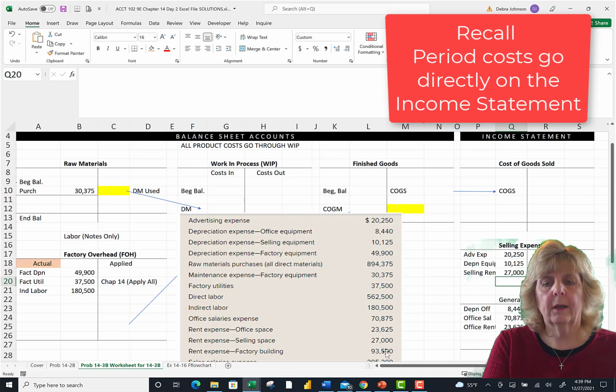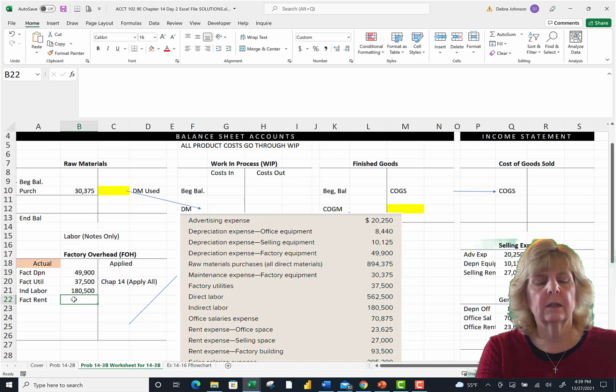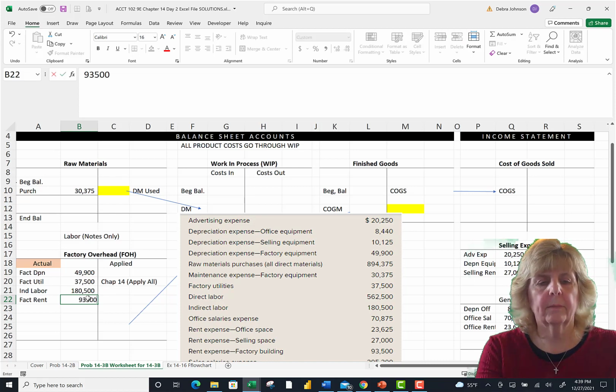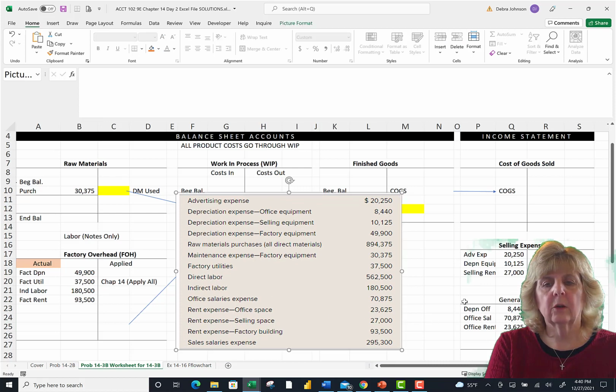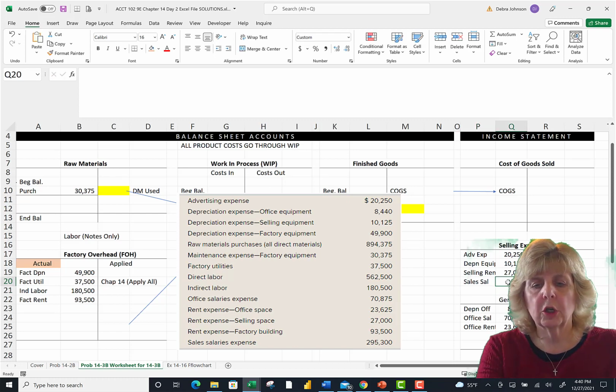And the third one, that factory rent, is an overhead account. It is a product cost. It benefits the entire factory, but it's not directly traceable. So again, we use the factory overhead account. Whoops, let me fix that typo. And then let's keep scrolling. Sales salaries would be a selling expense. So we'll go ahead and enter that into the generic selling expense category.